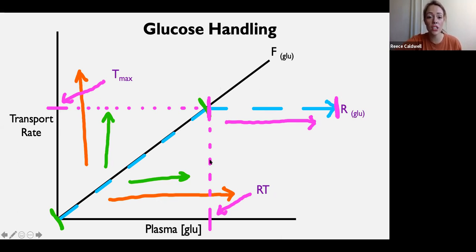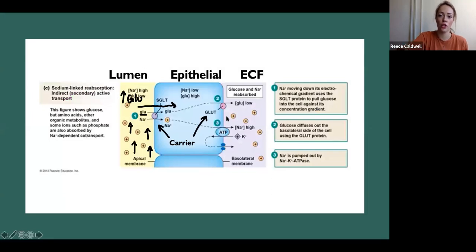So we're going to return to this chart in just a second. But before we do, I just want to go over that glucose reabsorption a little more in depth. So again, glucose exists outside of the cell, and the goal is to get it from the lumen, or the outside of the body, into the body. So the goal is to get glucose into that extracellular fluid.